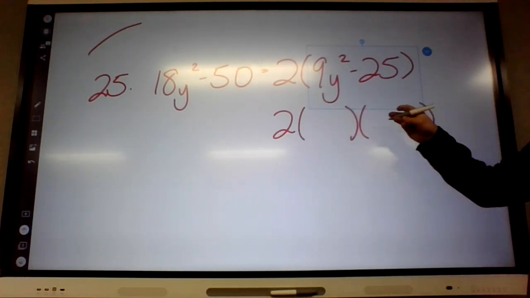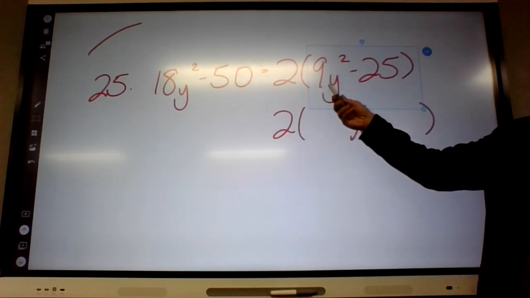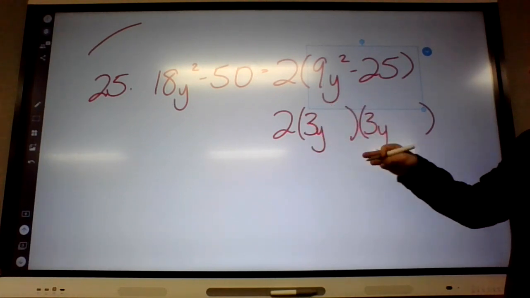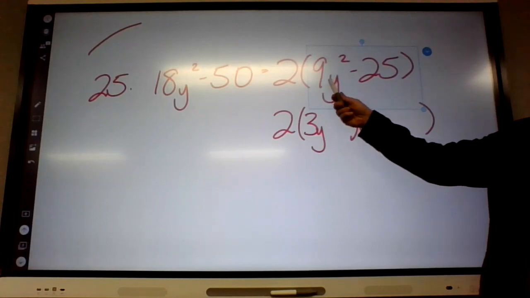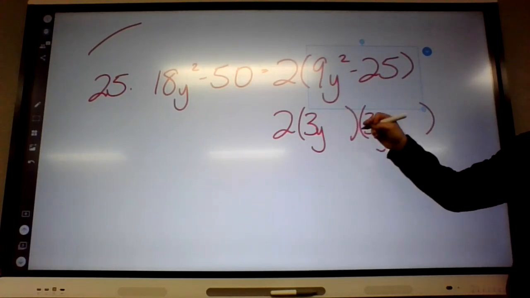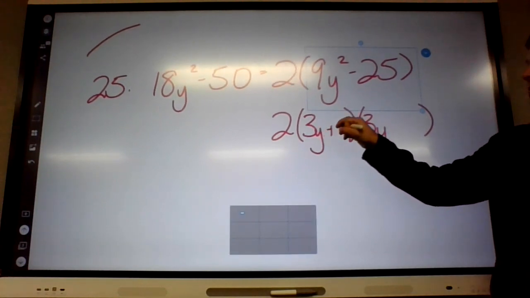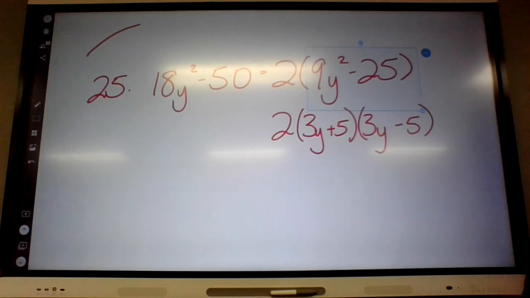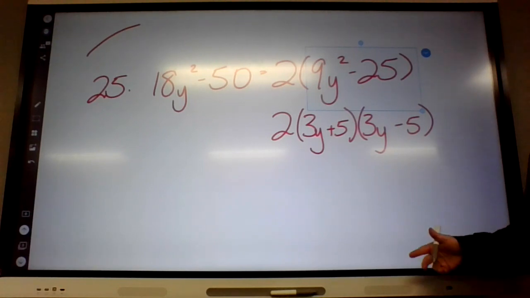The answer is yes. So, Jesse, what? 3y minus 5 times 3y plus 5. Right. 3y times 3y would give us this, and 5 and negative 5 would give us that. The reason it's not 3 terms is because when you FOIL it, the inside term cancels out.